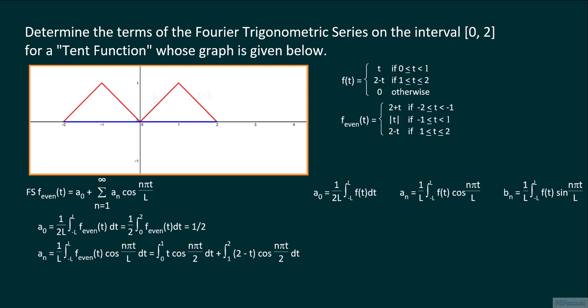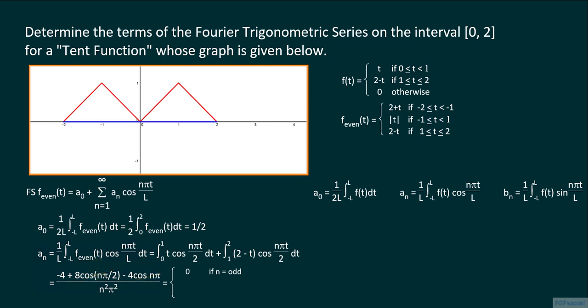Carrying out the integration, a sub n is equal to the fraction minus 4 plus 8 cosine n pi over 2 minus 4 cosine n pi, all over the product of the squares of n and pi. If n is odd, cosine n pi over 2 is 0. N pi will be an odd multiple of pi, and so cosine n pi is minus 1. And so a sub n is 0 if n is odd.